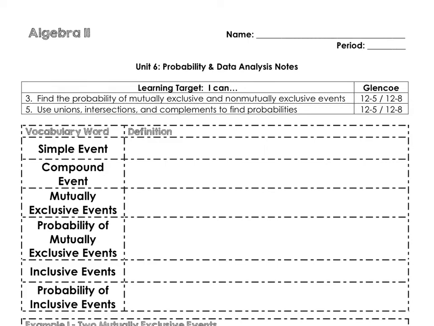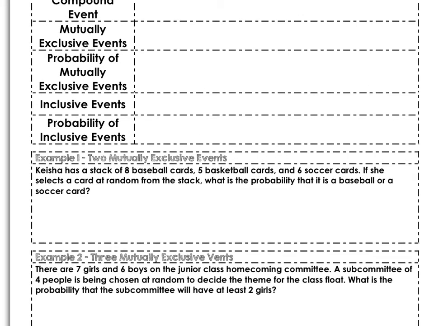All right, so we're now taking a look at learning targets 3 and 5. It's going to follow the notes from Glencoe 12.5 and 12.8. All right, so our very first example: Keisha has a stack of 8 baseball cards, 5 basketball cards, and 6 soccer cards. If she selects a card at random from the stack, what is the probability that it is a baseball or a soccer card?